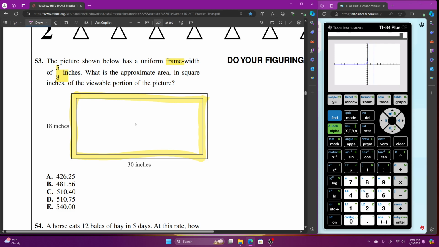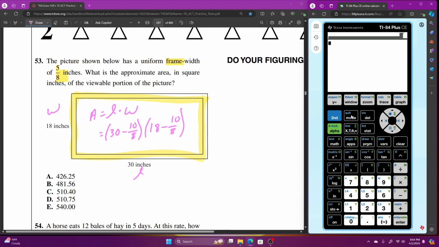So we have our length of 30, area equals length times width. Our length down here, we have 30, but we're going to take away this 5/8 and this 5/8, so minus 10/8, times our width, 18, up and down, right? Minus 5/8 minus another 5/8, minus 10/8.